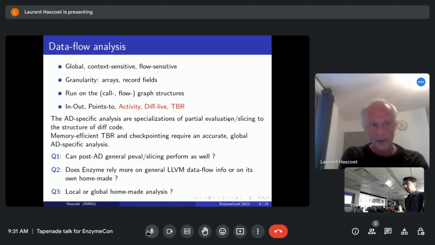So I guess you have that in Enzyme. If some data flow information is about some LLVM variable, you know, the ones that are named with an underscore or sharp sign, or I don't remember precisely, it would be interesting to translate these into the original variables of the source.